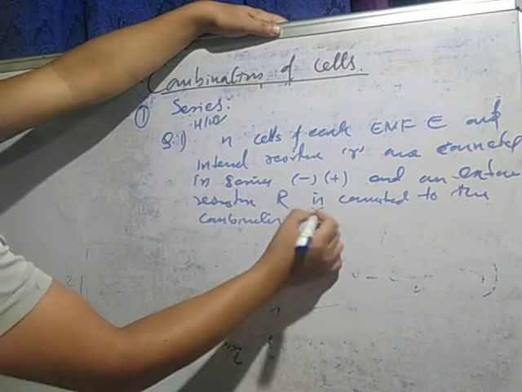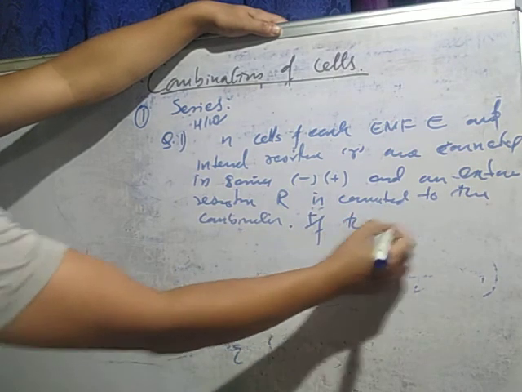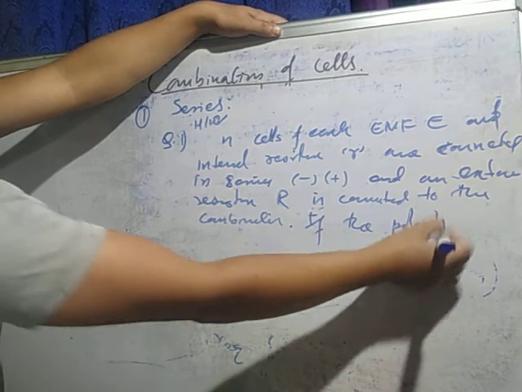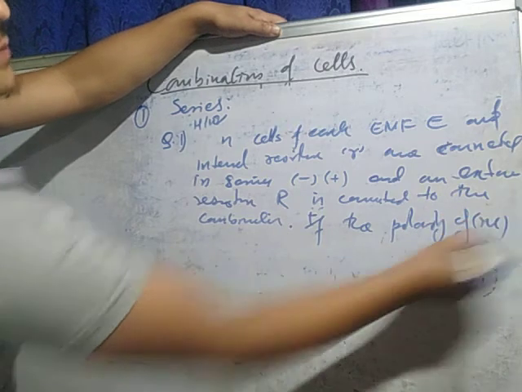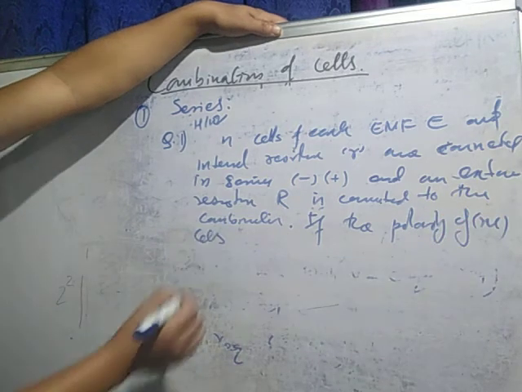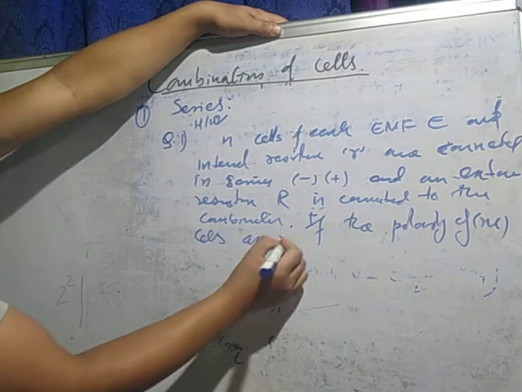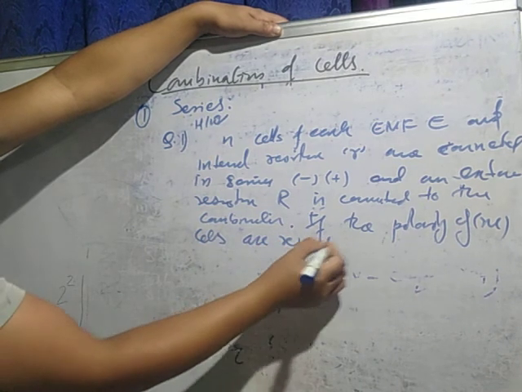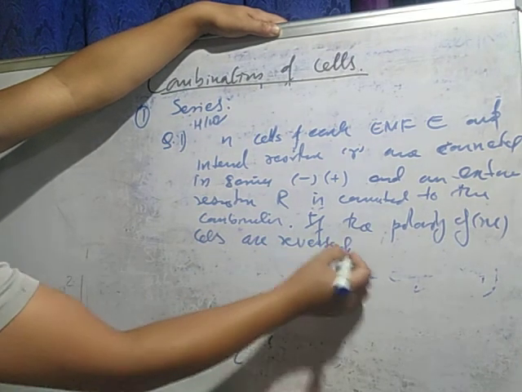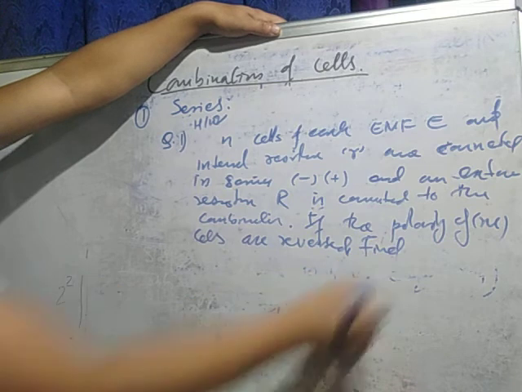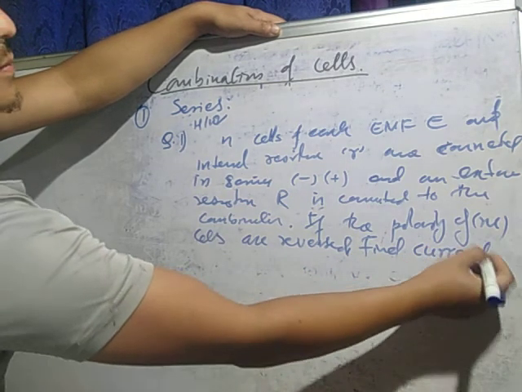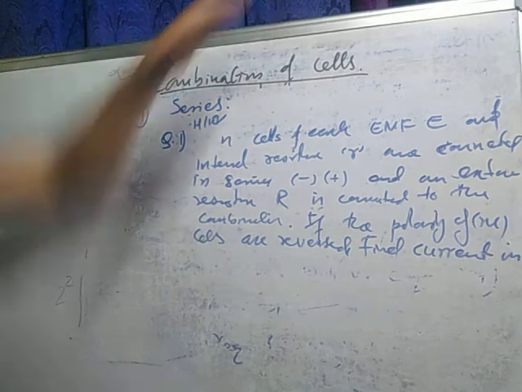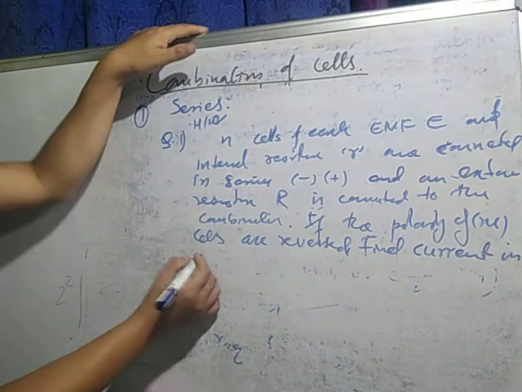If the polarity of M cells is reversed, then find the current in the external resistor.